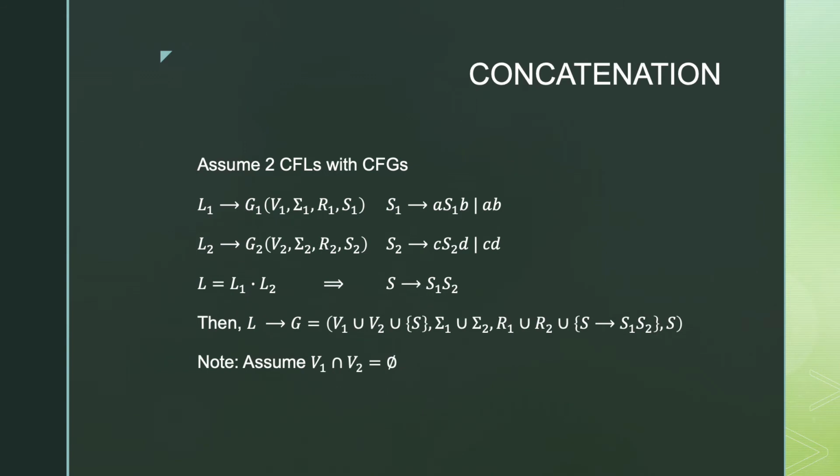Now the grammar can be the same as in union, but we just have a difference in the production rule, which is R1 union R2 union the production rule S produces S1 S2. Why we have used S1 S2 is due to concatenation, whereas in union, since union acts as an OR operator, we use the OR operation. Similar to union, we assume that V1 intersection V2 equals phi, and since we are able to generate a grammar for our new language, which is the concatenation, our CFL is closed under concatenation too.